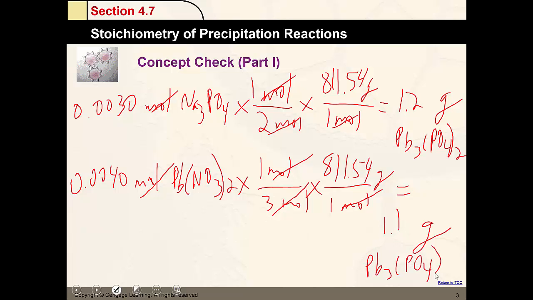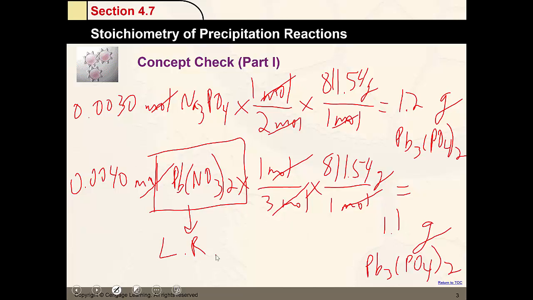So therefore, since this mass is lower, that means lead nitrate is the limiting reactant, and the sodium phosphate is the excess reactant. So that means the mass of precipitate that will form in this reaction is 1.1 grams. So obviously that's a several step problem, so you need to figure out how we get there.